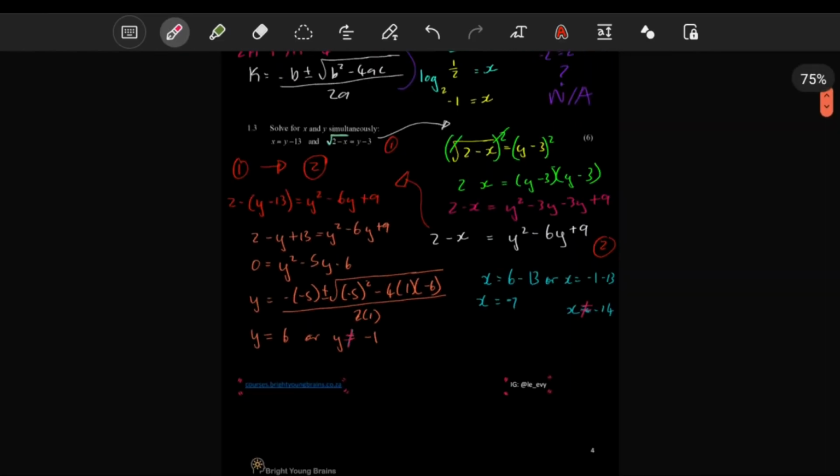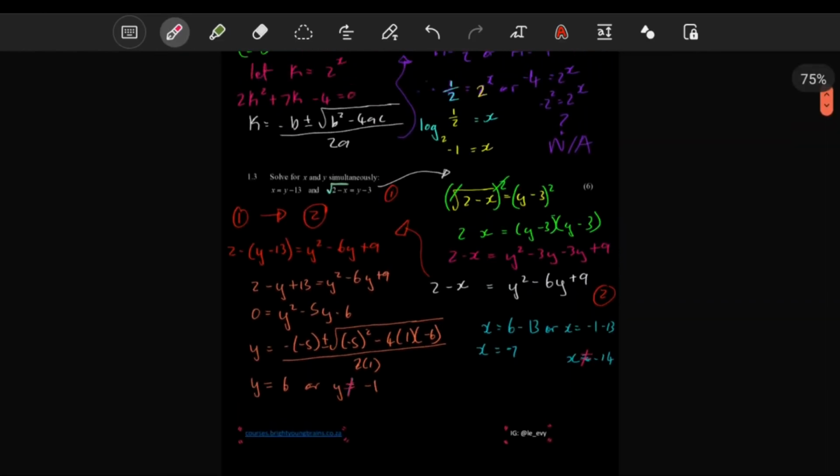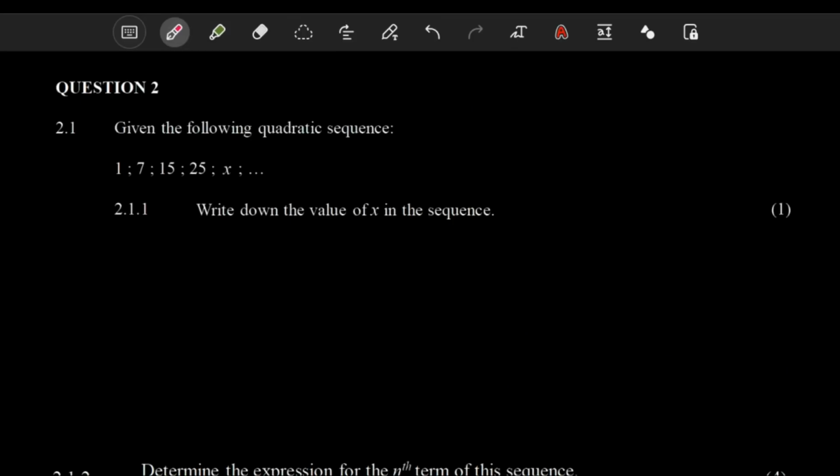But anyways, let us move on to question number 2. Okay, Gauteng. What are we doing in Gauteng? We're doing the prelim paper for Gauteng, the smallest province in the country, but the one that is always popping, you know, facts.